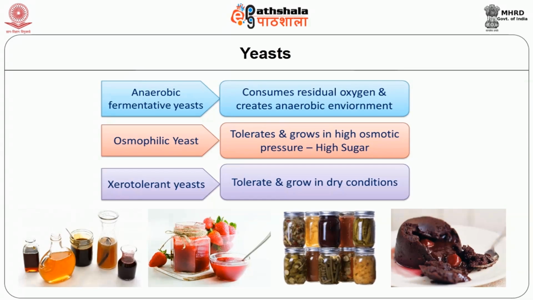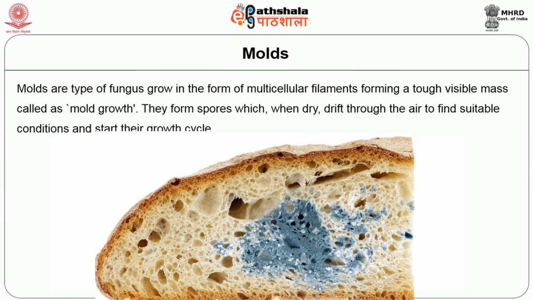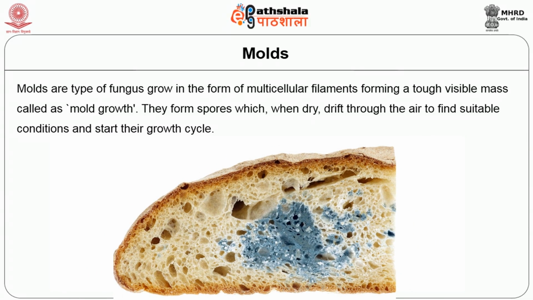Similarly, xerotolerant yeast tolerate and grow in dry conditions. Syrups, jams, conserves, fondants are also susceptible to spoilage by these types of yeast. The next type of spoilage causing organism is molds. Molds are a type of fungus grown in the form of multicellular filaments forming a tough visible mass called mold growth. They form spores which, when dry, drift through air to find a suitable condition and start their growth cycle.